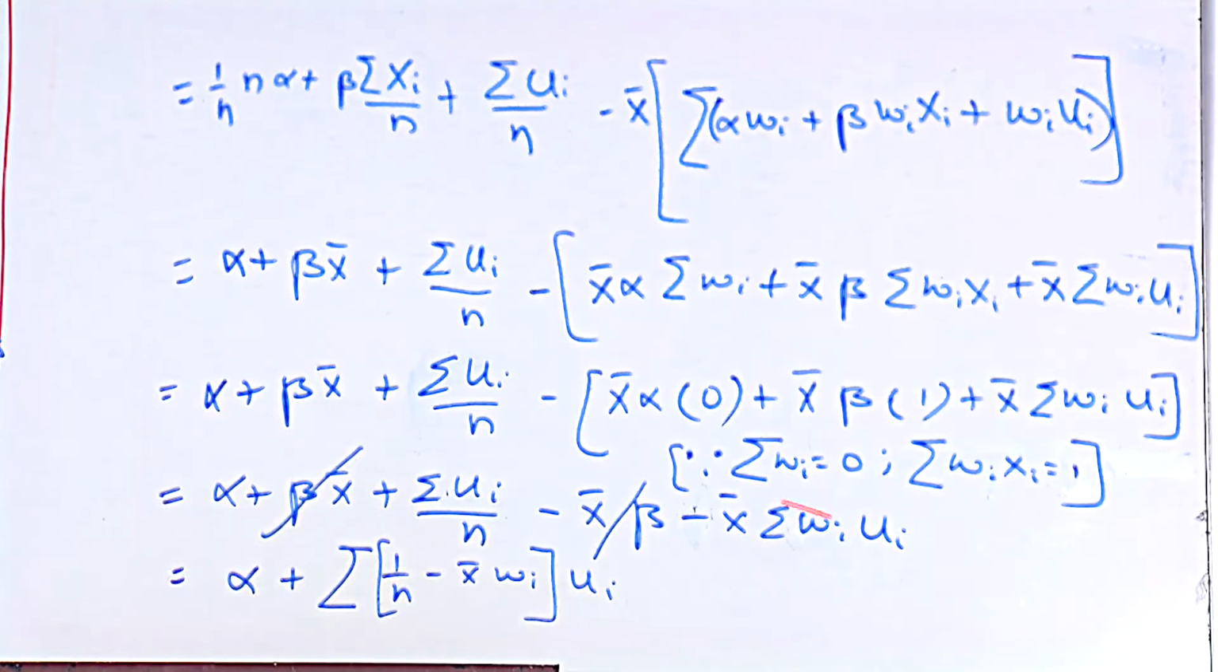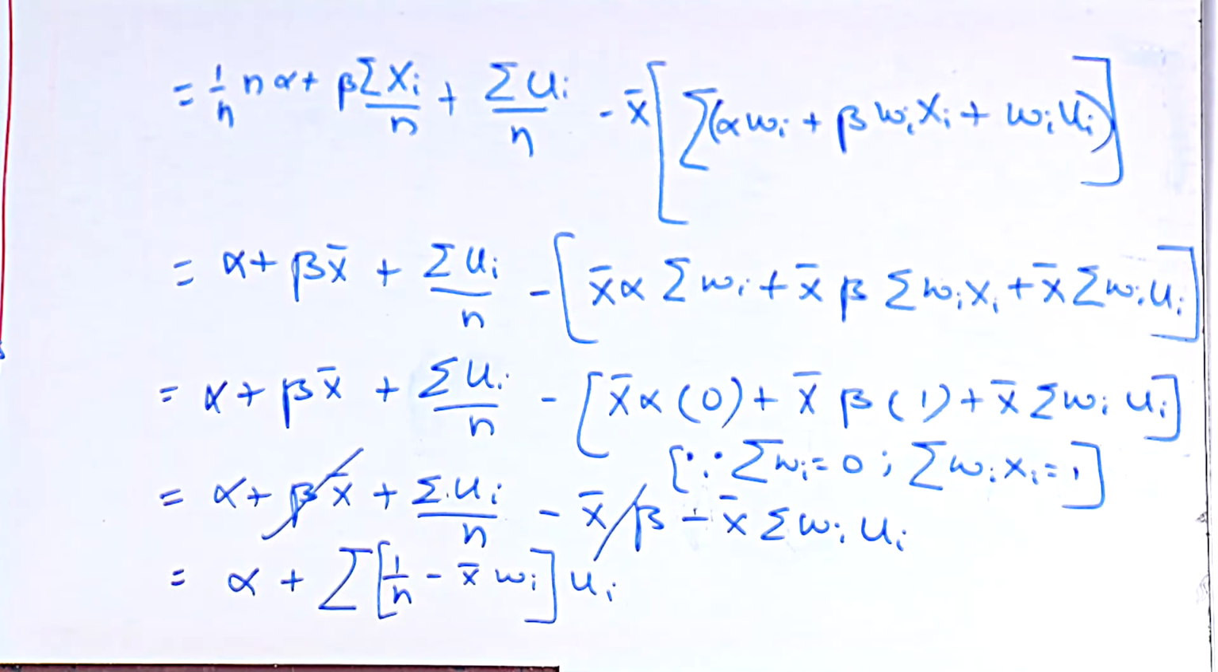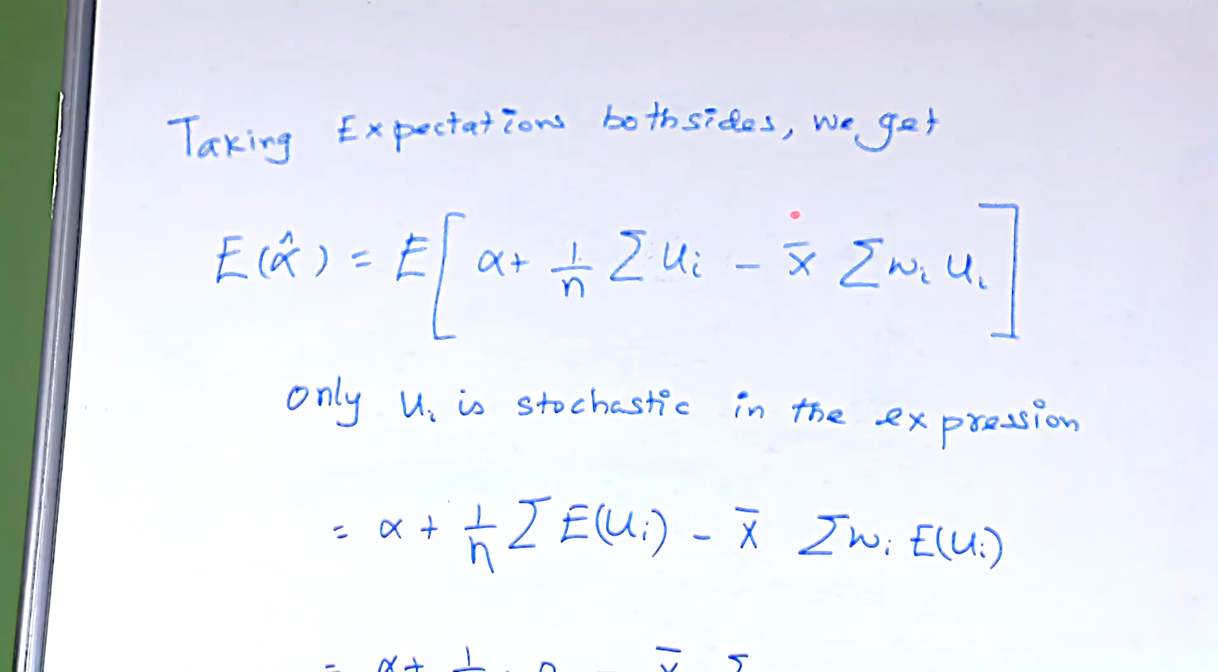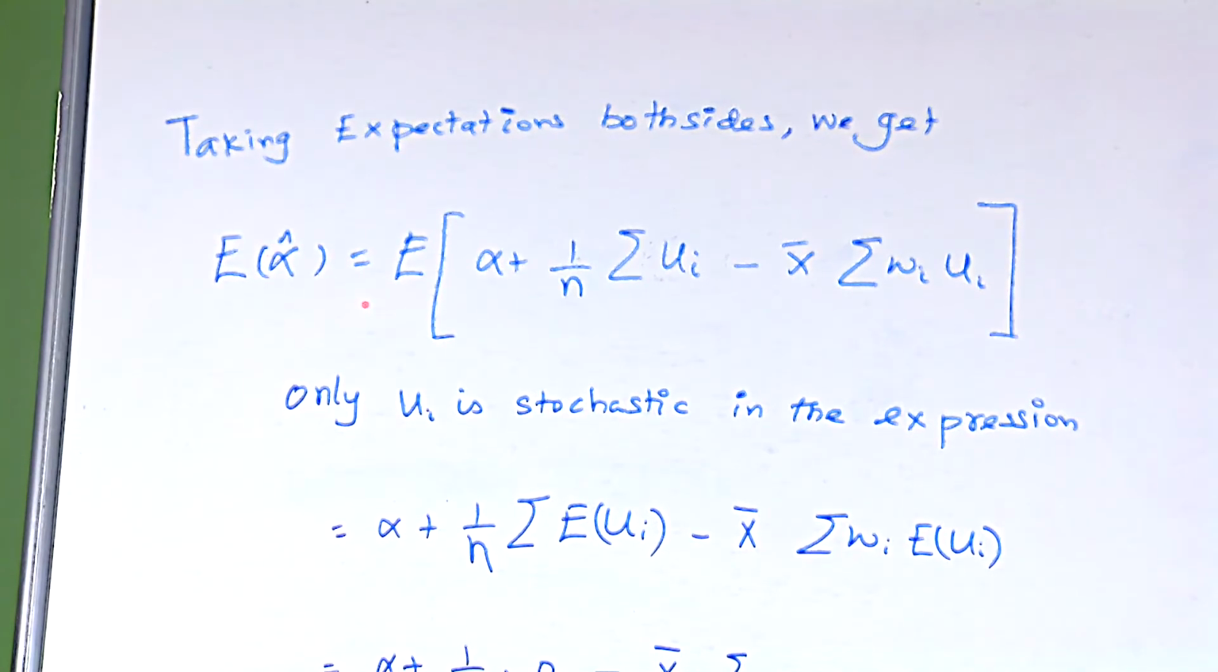So this is what you get, and now alpha plus sigma is carried outside, so you get 1 by n minus x bar Wi whole to ui. So this is the expression we got at last. Taking expectations both sides, we get expectation of alpha hat is equal to expectation of alpha plus 1 by n sigma ui minus x bar into sigma Wi ui.